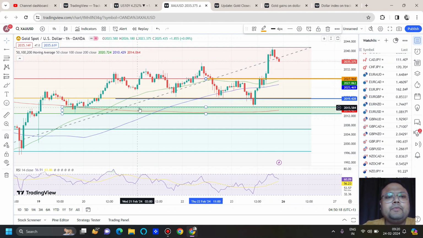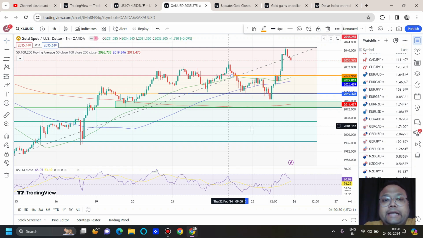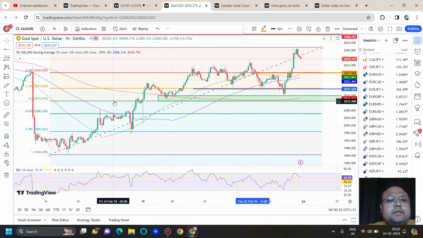Then we have the FIBO 38.2% retracement level around 2019. Previously, the level has acted as support, so yes, it should act as support, especially on Monday. Then we have the FIBO 50% retracement around the 2013, 2014, 15 area. Along with that, we have the 200 moving average, and the market has taken support there previously. So these are the three support levels for Monday.